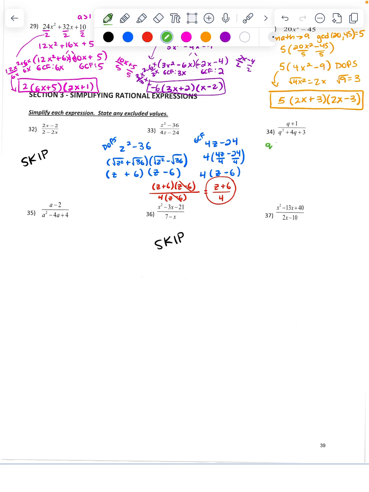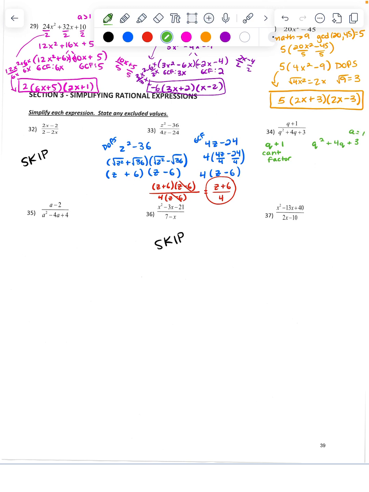Looking at the next one, I'm looking to factor q plus 1, and I'm looking to factor q squared plus 4q plus 3. Because q plus 1 is a binomial, I know it's either going to be DOPS or GCF, and it can't be DOPS because it's not subtraction. So I'm going to try a GCF, but there's not a GCF because they both don't have a q, and the only number they'd have in common is 1, and 1 is not a GCF. So I can't factor this one. It's just going to have to stay as is.